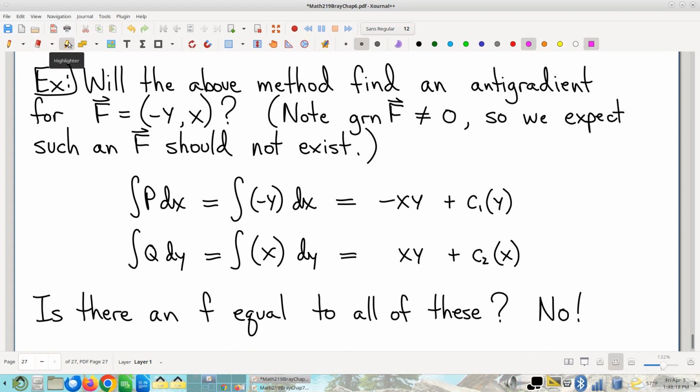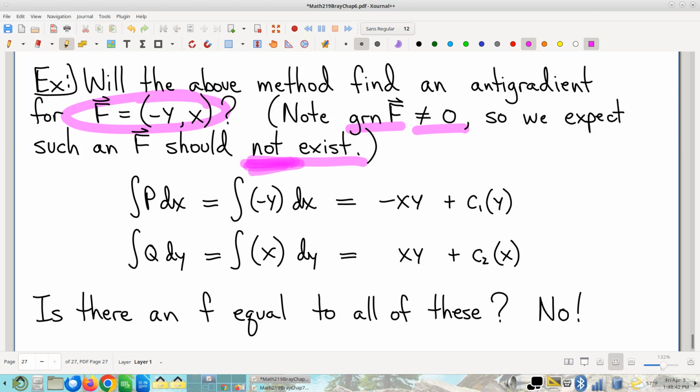So let's consider this vector field right here. Let me remind you, we've seen that vector field before several times, including last time, in which we noted that we can compute Green's operator. We don't get 0. Therefore, there is no antigradient to find. So how does the game go down in trying to find something that doesn't exist?